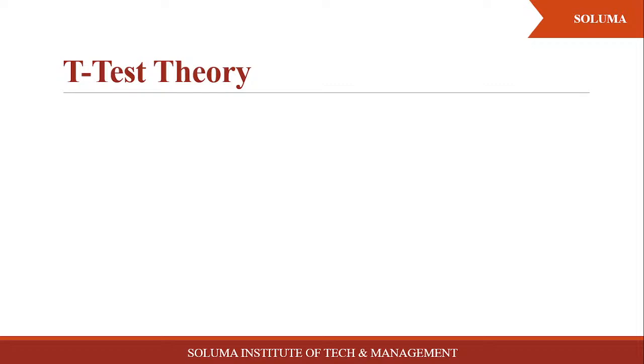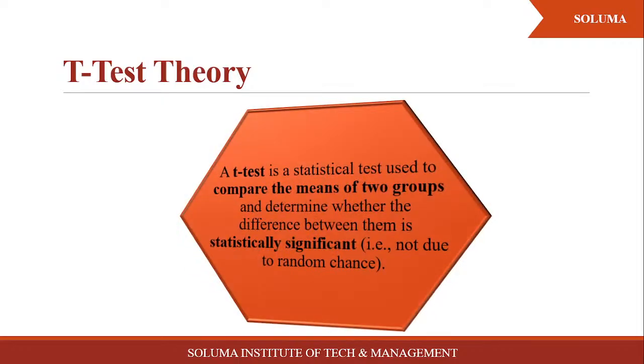Now, what is a t-test? When we hear the word t-test, what is it? We say that a t-test is a statistical test. It's a statistical tool used to compare means of two groups. When we talk about means, here we are talking about the same thing as average. So a t-test is a statistical test used to compare means of two groups and determine whether the difference between them is statistically significant.